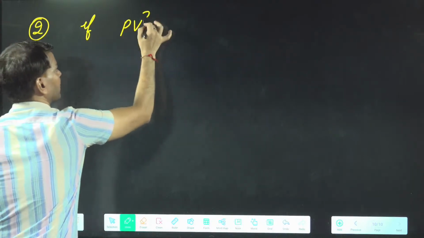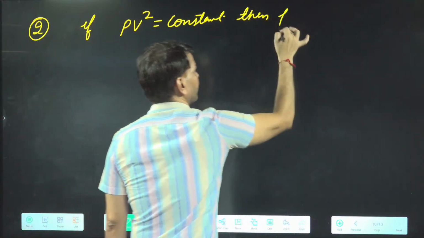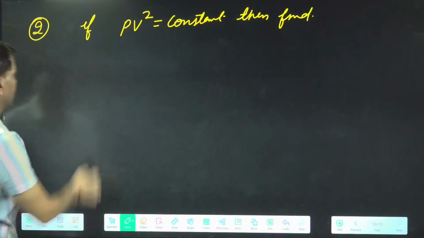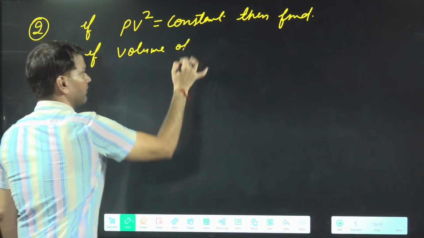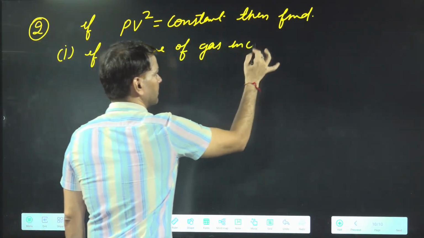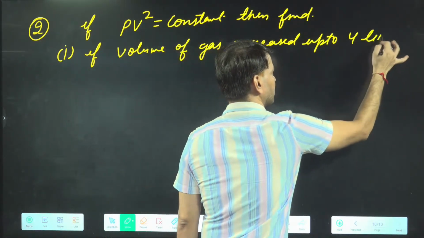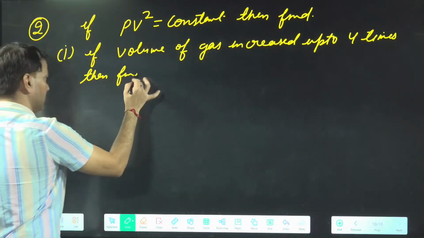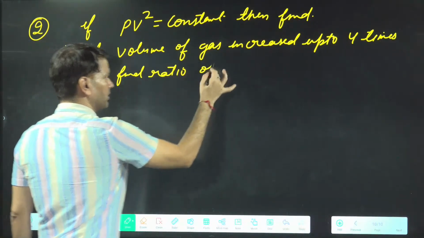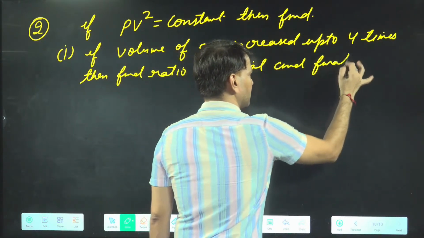So next question you will do: if PV square is equal to constant, then find, number 1, if the volume of gas is increased up to 4 times, then find the ratio of initial and final temperature.